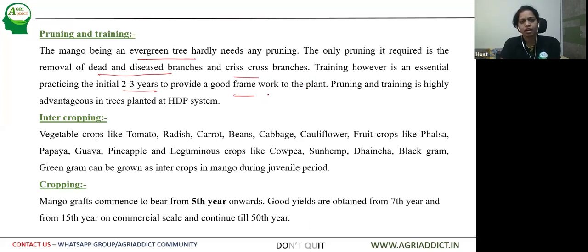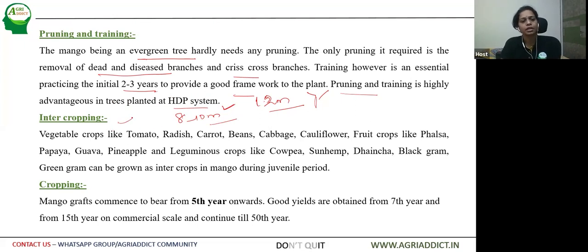At least 1 to 2 meters, the plant is allowed to grow the main stem, so that it can put forth the main branches. Then pruning and training is highly advantageous in trees planted in high density planting, so there we have to take care. However, if you are going for the traditional system of planting with 8 to 10 meters spacing, then there is no requirement of training. The crop is allowed to grow as such.